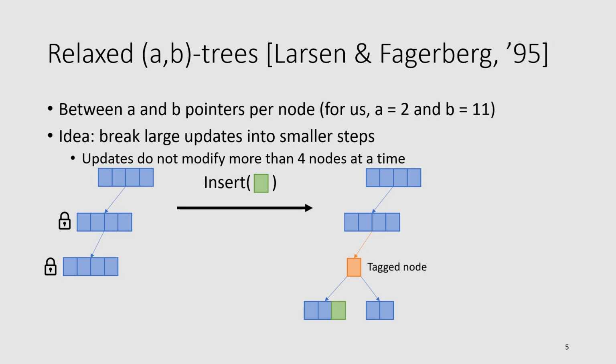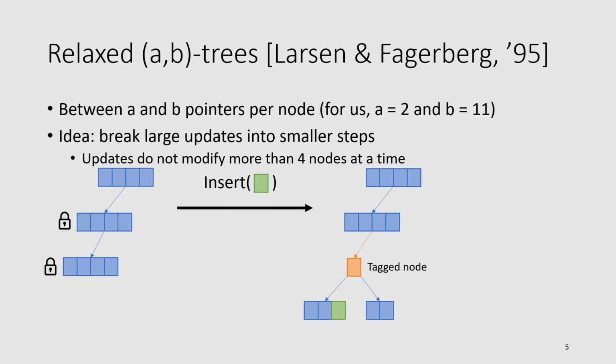This allows for less frequent rebalancing at the cost of having worse worst-case depth. The second way relaxed A-B trees differ from B trees is that large updates are split into smaller steps. In fact, updates affect at most 4 nodes at a time. This is much more concurrency friendly.